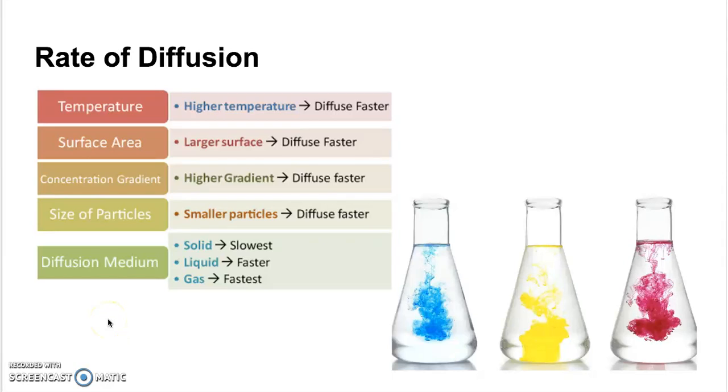Hello, APBIO. In this video, I'm going to talk about the factors that affect the rate of diffusion. So you can see them here. One of the factors that affects the rate of diffusion is the average kinetic energy. We know that we measure that with temperature.